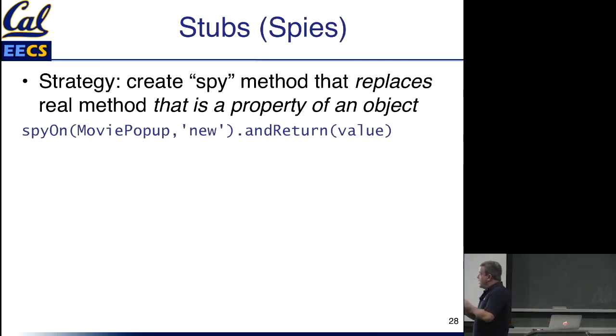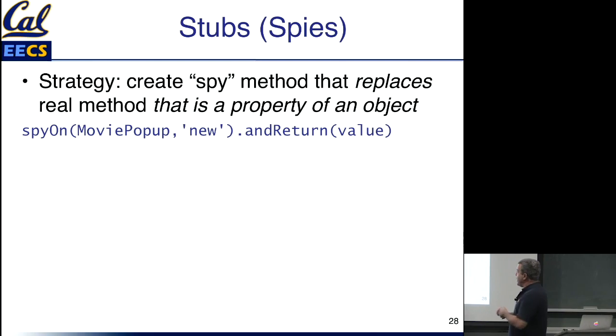In Jasmine, for various reasons, they're actually called spies. So we can create a spy that essentially replaces a real method. So the spy behaves like a method stub. The only condition is that for this piece of machinery to work, the method that we want to stub has to be a property of an existing object.